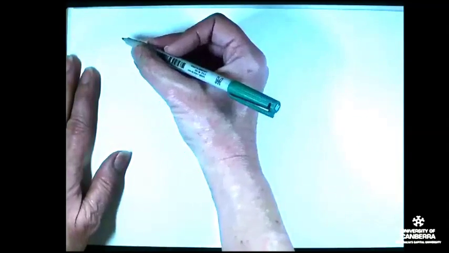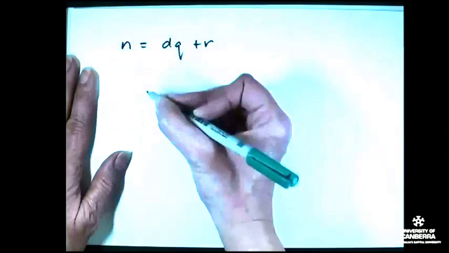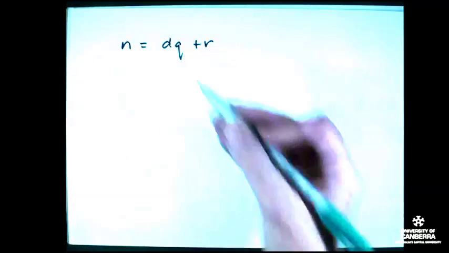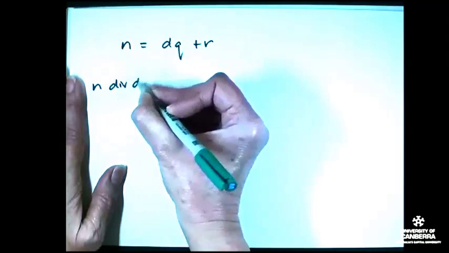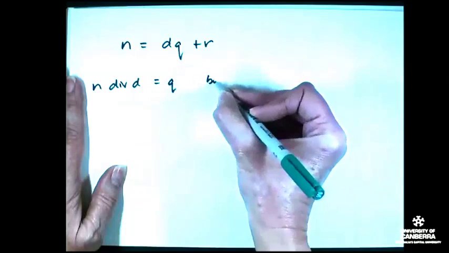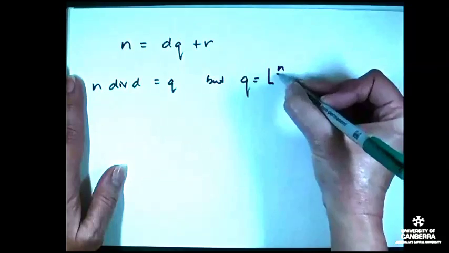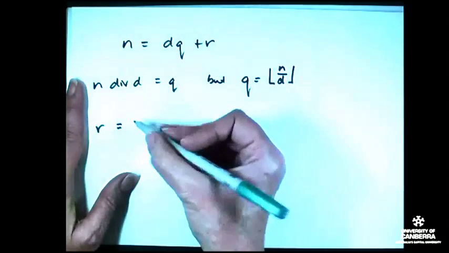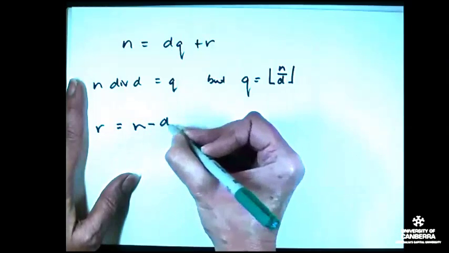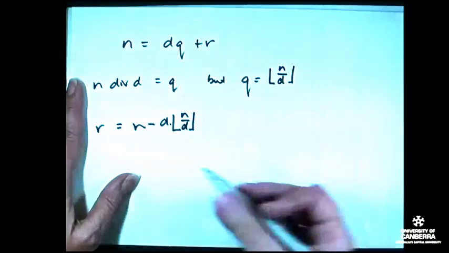So remember, we've got n is equal to dq plus r. Q is, if we have n div d, that's equal to q. But q is equal to the floor of n on d. R is equal to n minus d times the floor of n on d. So let's have an example.